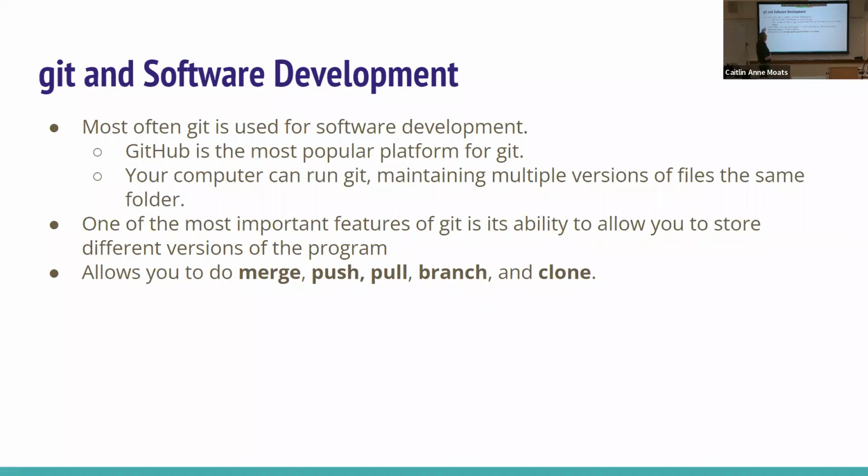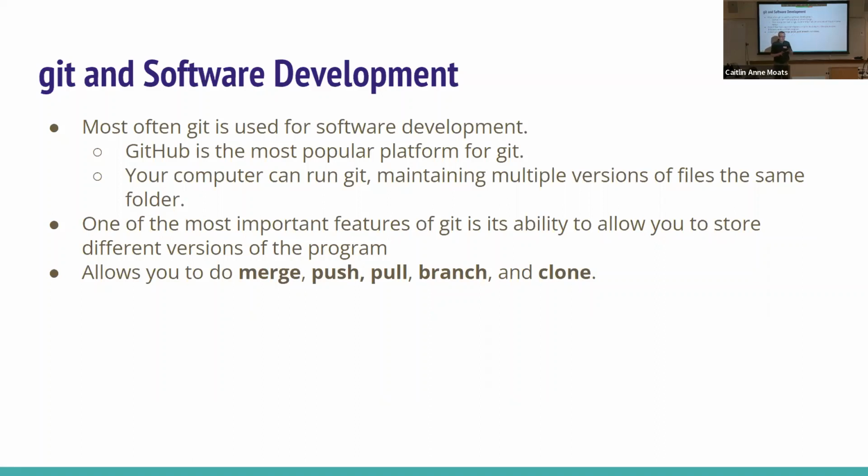So yeah, one of the most important features of Git is the ability to allow you to store different versions of the program. We've said that again and again. It's a key thing, and so we bring it up again and again. And so Git allows you to do, so here are some terms, here are some commands. Merge, which we'll find means when we've got two different versions of the same source file, put them together into a single file.